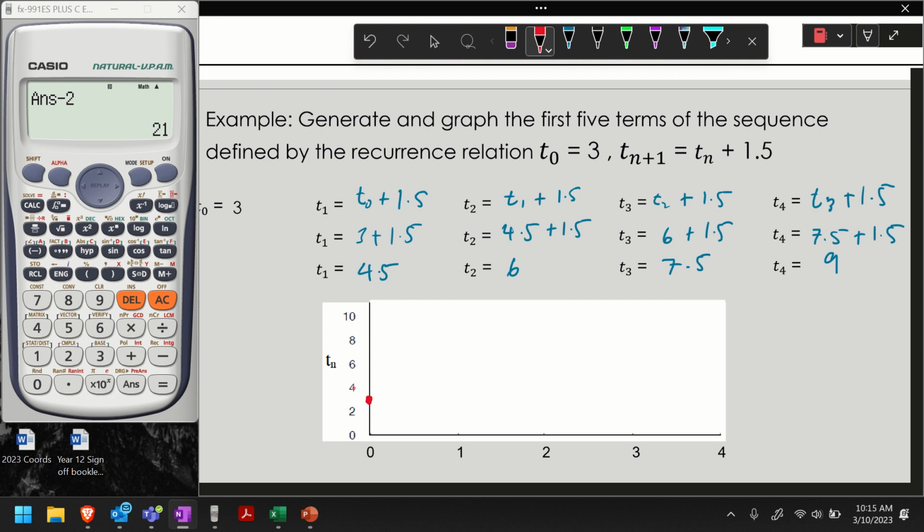T1 is 4.5. So if that's 5, I think it's about here somewhere, just below 5. T2 is 6, so that'll be about here. T3 is 7.5, so that's probably about here. And then T4 is 9, so that's about here. I think. It's very hard to tell. Just move this up.